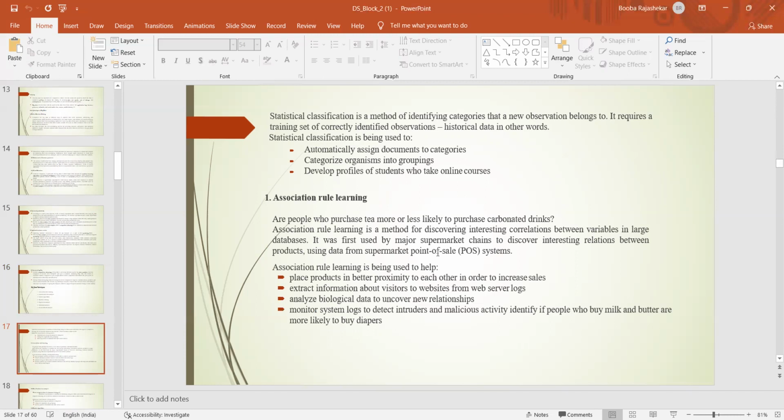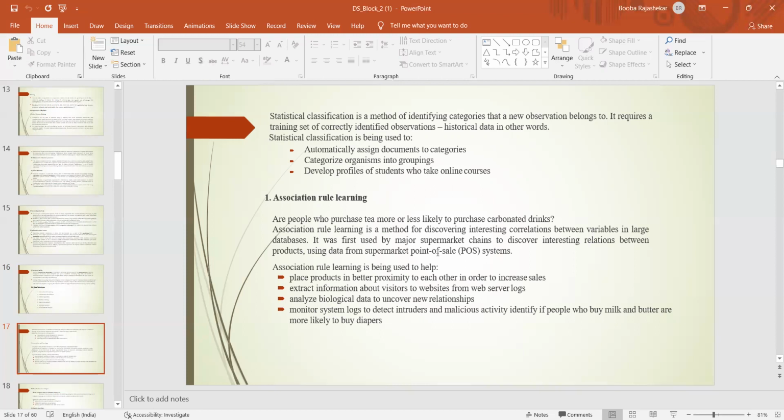Statistical classification is a method of identifying the categories that a new observation belongs to. It requires a training set of correctly identified observations, the historical data, in other words. It is used to automatically assign documents to categories, organize them into groupings, and develop profiles of students who take online courses.